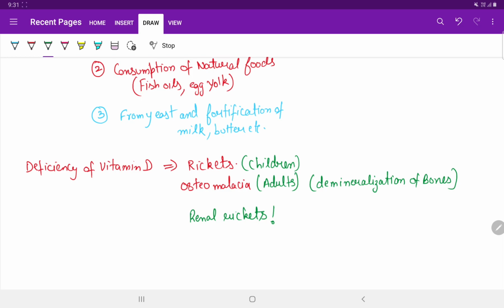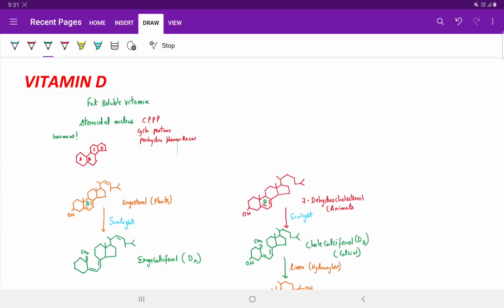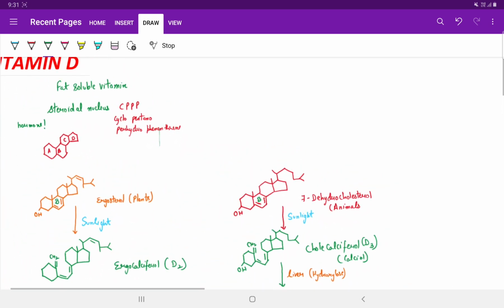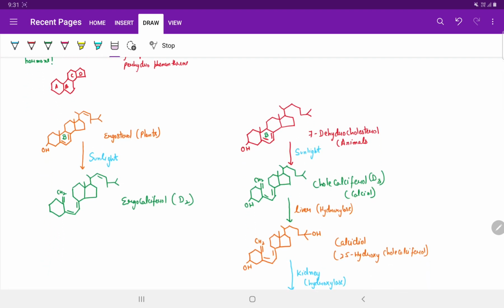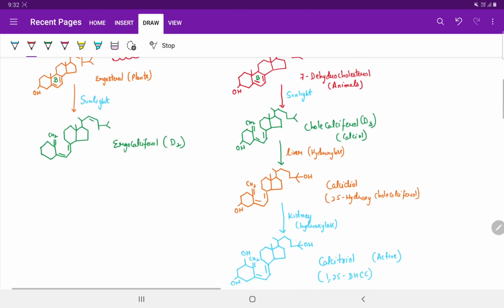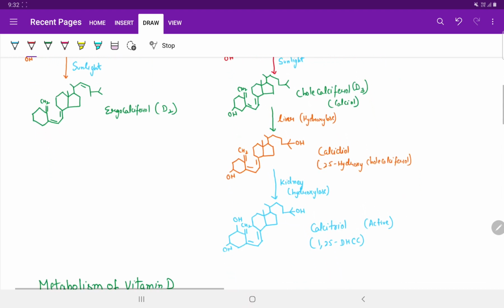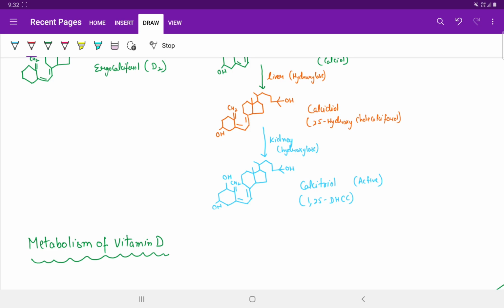So students, this was all regarding the vitamin D. In this we have covered the general structure and the types: ergosterol and ergocalciferol in case of plants, whereas in animals it is derived from a derivative of cholesterol, that is 7-dehydrocholesterol. So ergocalciferol is vitamin D2, and cholecalciferol is vitamin D3.